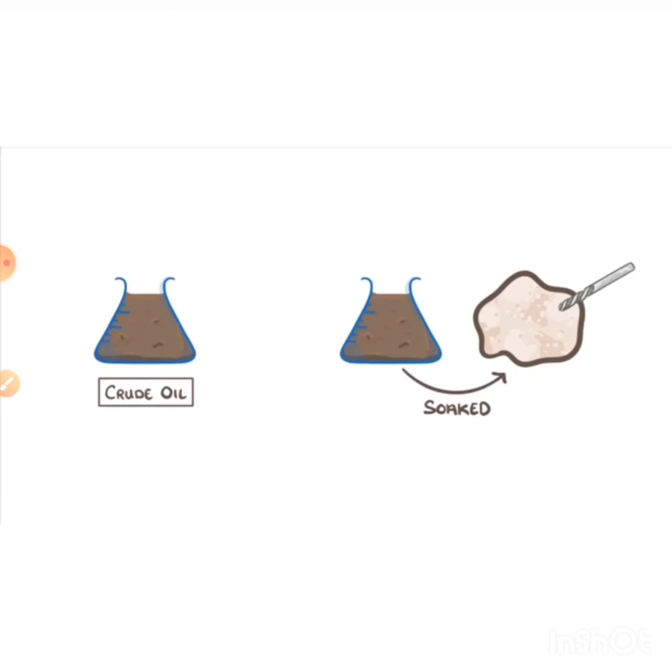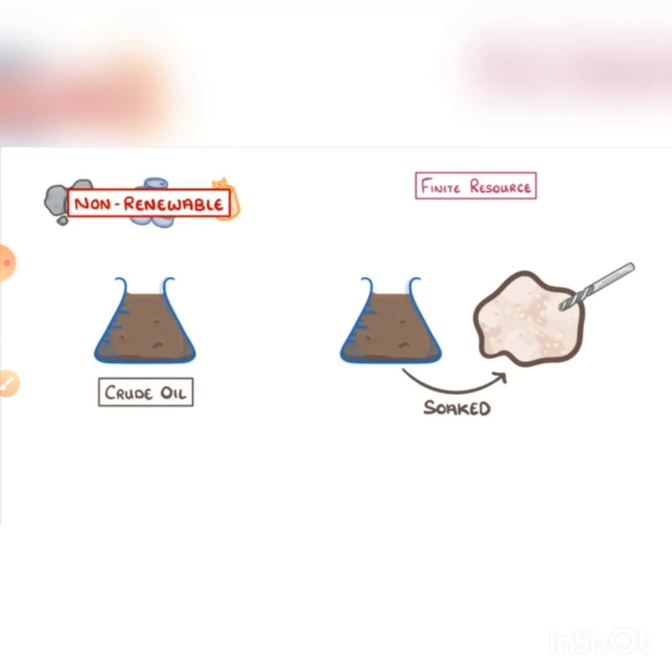As crude oil takes so long to form, it's effectively a finite resource. And if we continue to extract and use it at the rate that we are now, then one day we'll run out of it completely. This is why we refer to fossil fuels like coal, oil, and gas as non-renewable fuels.